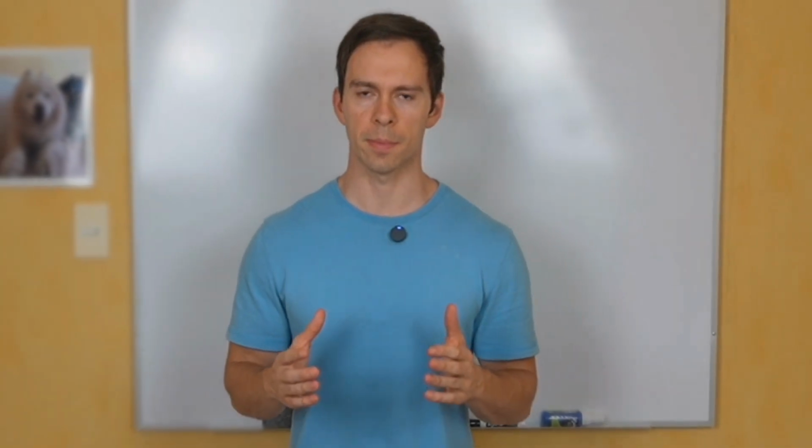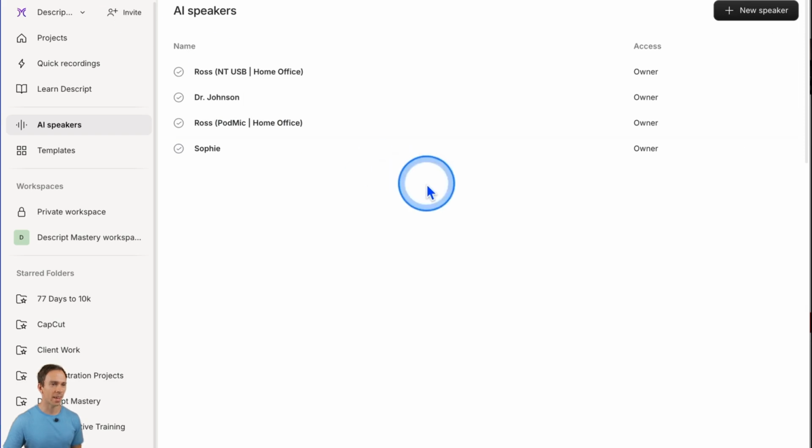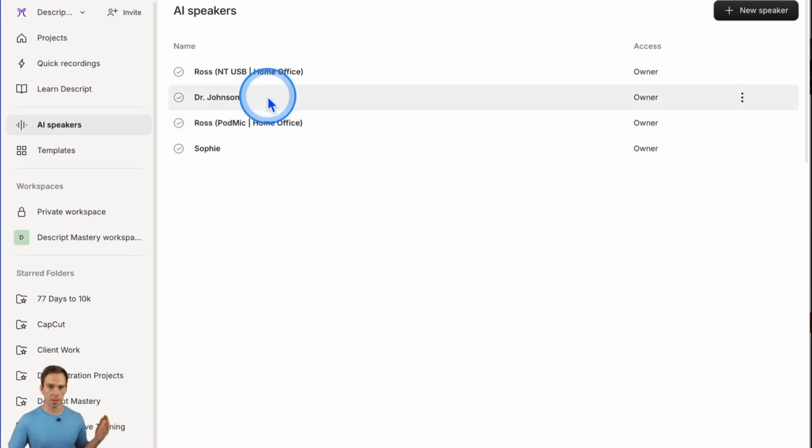There's a feature in Descript that allows you to turn your voice into an AI voice. So you can feed it a script and it'll automatically read it using what sounds like your voice. To do that, you need to come into your Descript drive, click on this thing that says AI speakers on the left side. And if you've already trained speakers before, as I have, you'll see them listed here.